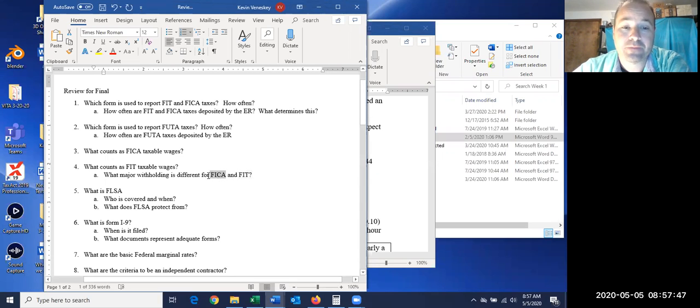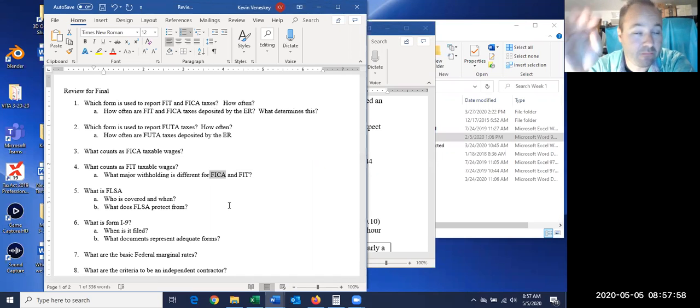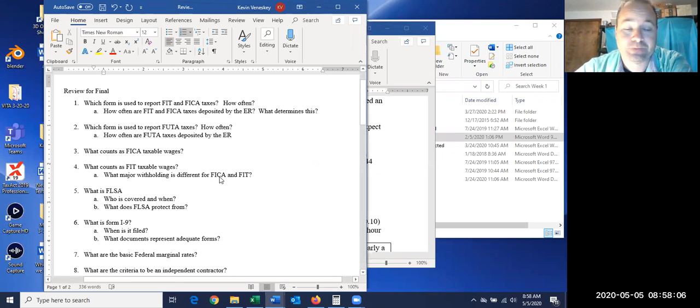So for FICA, you are taxed for 401k withholdings. That's the bad part. You don't have the money to pay it because it was taken out and put into your 401k pot, but you still have to pay the tax on it because they're not going to tax you later in your life when you take it back out. You only pay federal income tax at that later point.